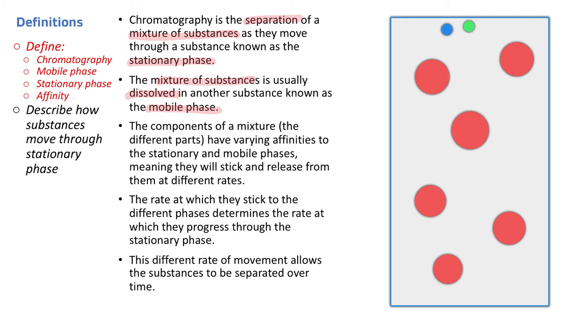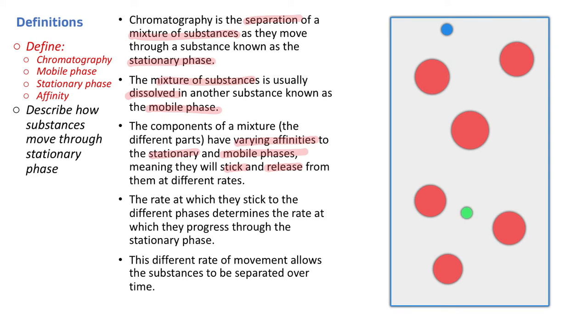So let's go back. The components of a mixture, the different parts, which are the little green and blue dots, have varying affinities to the stationary and mobile phases, meaning they will stick and release from them at different rates. For example, this green one moves through the mobile phase and then sticks to this stationary phase, and then it comes off. We call this absorb, where they stick to it, and desorb, where they come off it. Then it goes to the next one, absorb, desorb, and so on as it moves through.